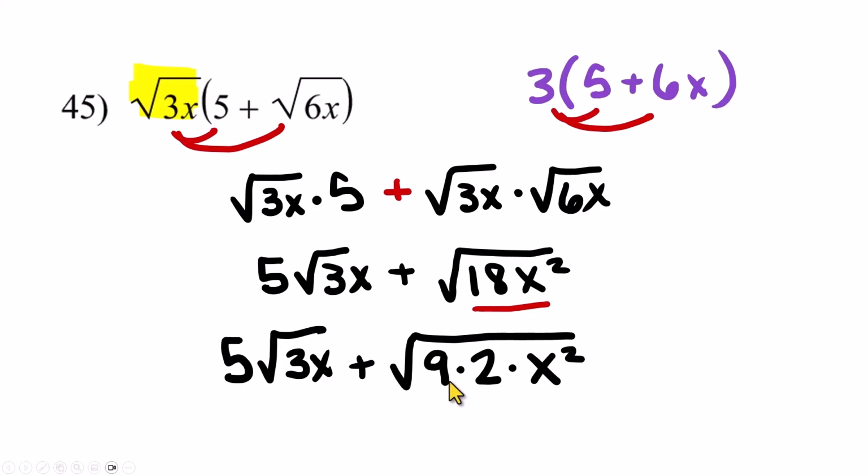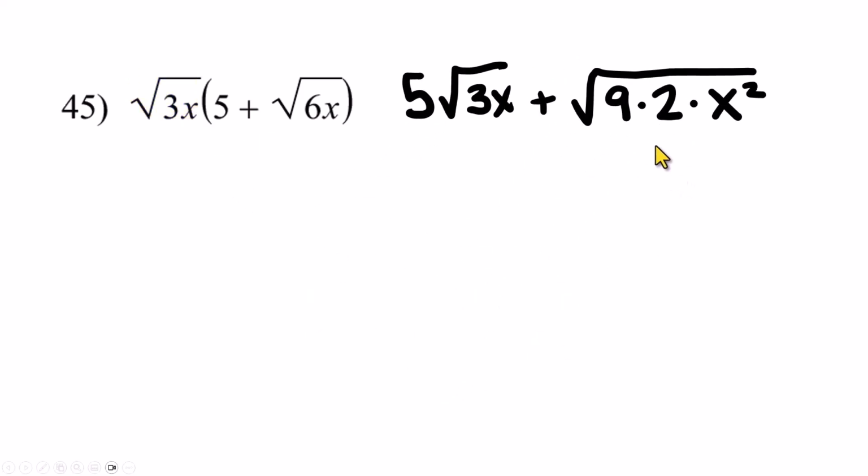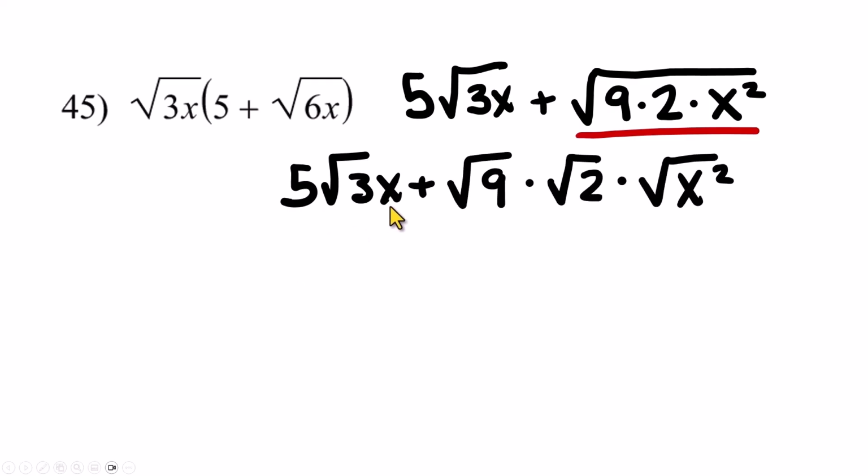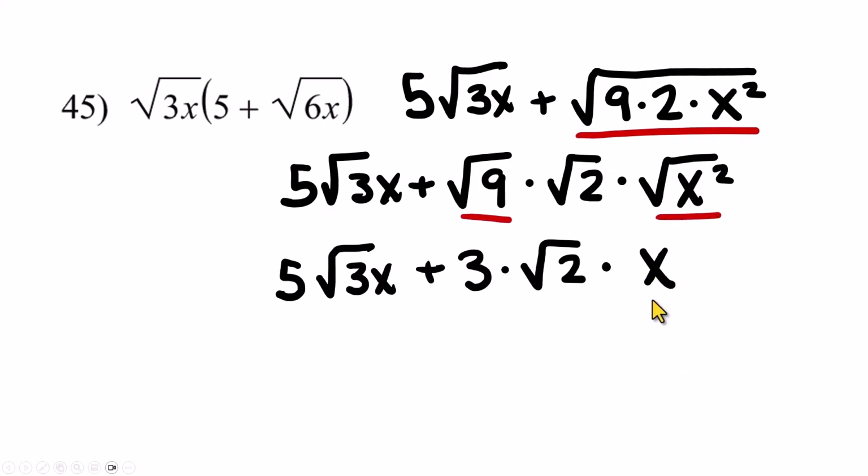So 18 is 9 times 2. Now we're going to break these up into separate square root problems. And the 5 root 3x is just kind of coming along again like little brother or sister following you around at the mall. All right, square root of 9, square root of 2, square root of x squared. Let's hope I don't do that same dumb mistake again. The square root of x squared is x. Good job, Does Math for Coffee.